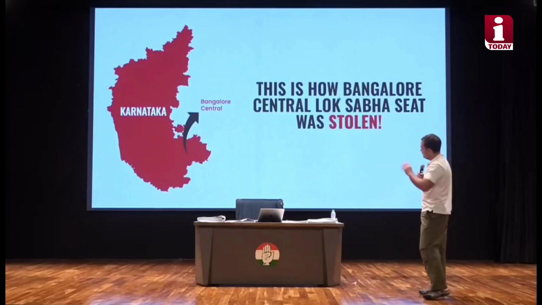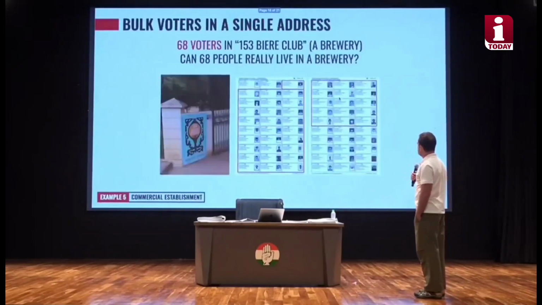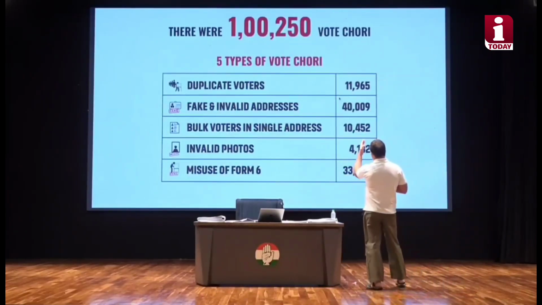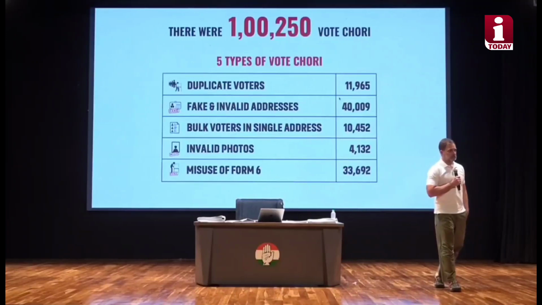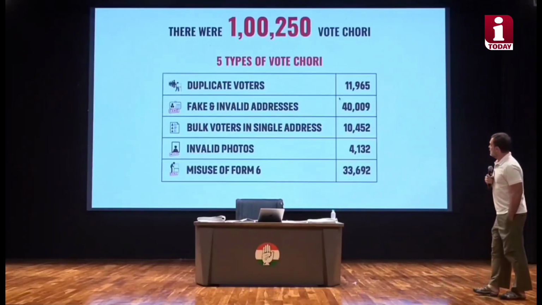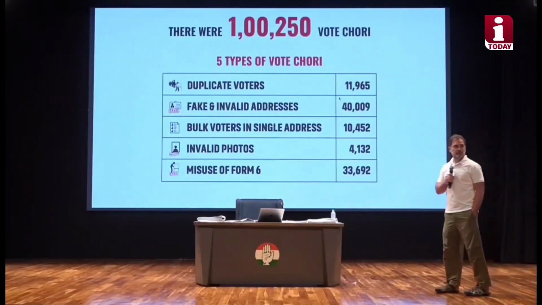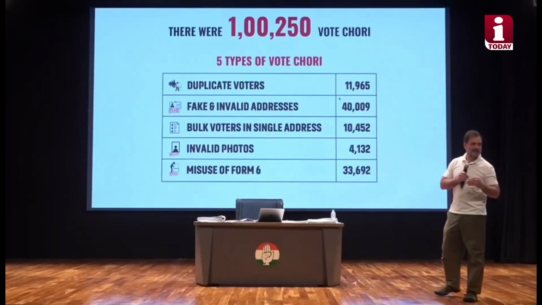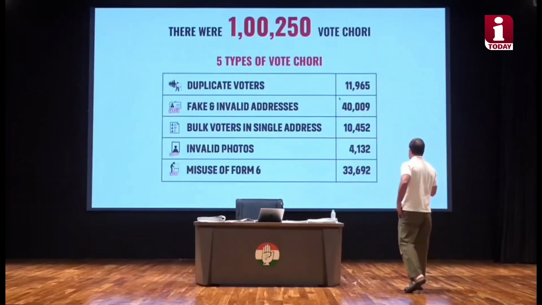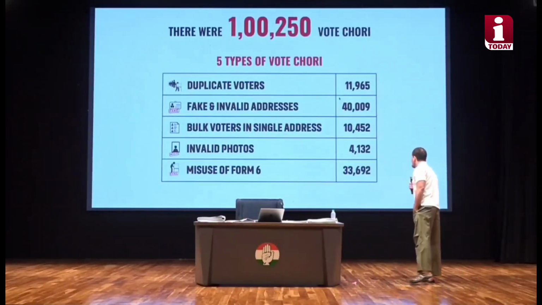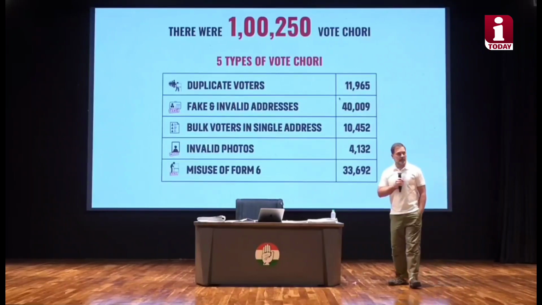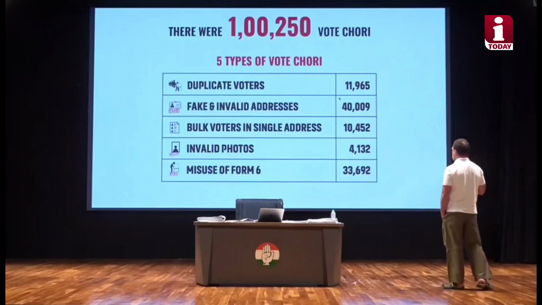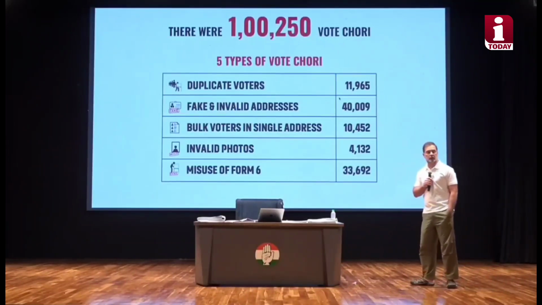Just take me back to the numbers. 1 lakh. Yeah. So 1,250,000 stolen, election won in one assembly. Duplicate votes 11,965. Menu दे रहा हूं ना आपको. Dessert, starter, right? Duplicate voter 11,965. Fake and invalid addresses 40,009. Bulk voters in single address 10,452. Invalid photos 4,132. Misuse of Form 6 33,692.